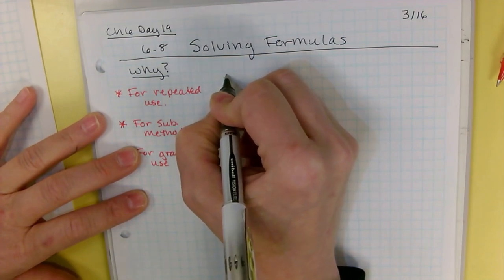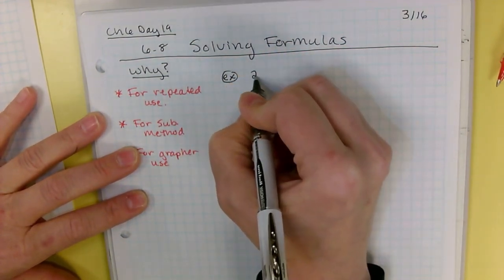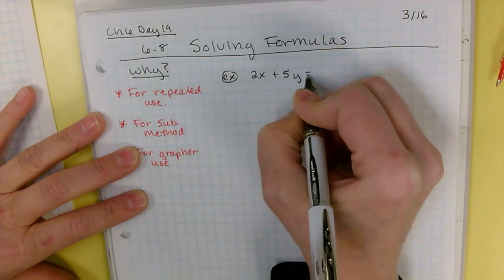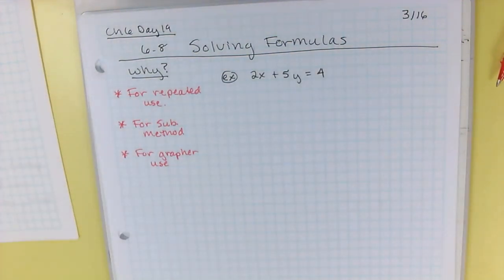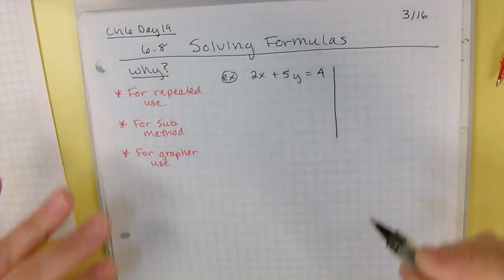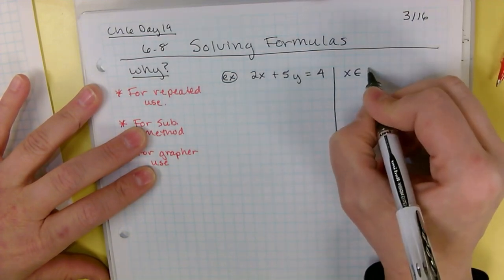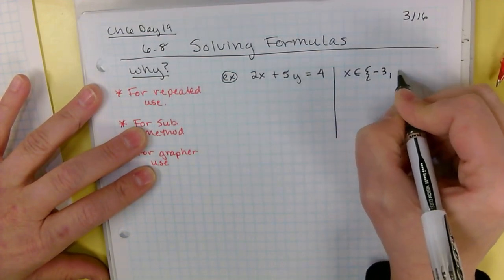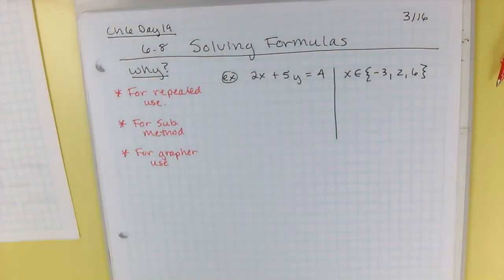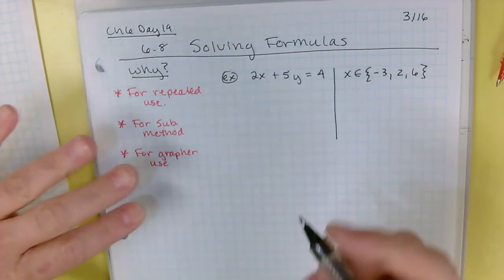So let's do an example of just basic usage. So 2x plus 5y equals 4. This is standard form of a line. So let's say that you want to figure out what y is when x has the domain of -3, 2, and 6. If we use the equation as is, you're going to have to completely solve for y 3 separate times, which is a lot of work. So much better is to solve for y first and then sub in.